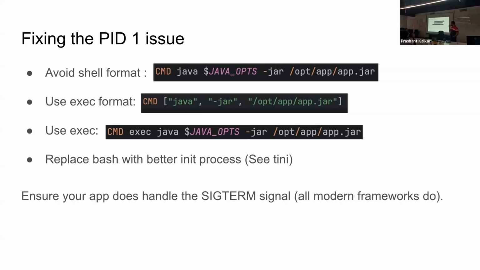So the Java opts, if you put them in the second command, because there is no shell, there is no expansion that will happen. Basically you are not going to get that Java opts because the shell is not there, and the shell is where you get the environment variables and then it expands it for you as a command.